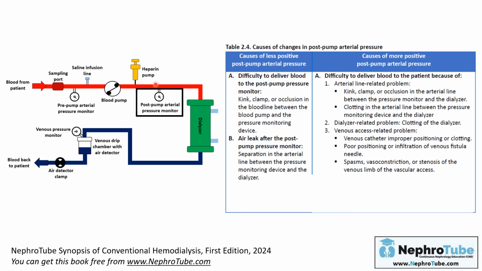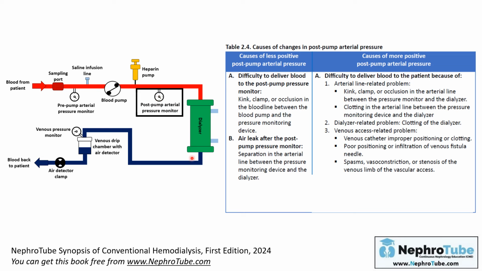For example, if there is a kink or clamp or occlusion in this part of the arterial line between the pressure monitor and the dialyzer, or clotting in this area, it will also cause high pressure in the post-pump arterial pressure monitor due to increased resistance. Or maybe there is an occlusion of the dialyzer because of clotting, which will also increase the pressure in this monitor.